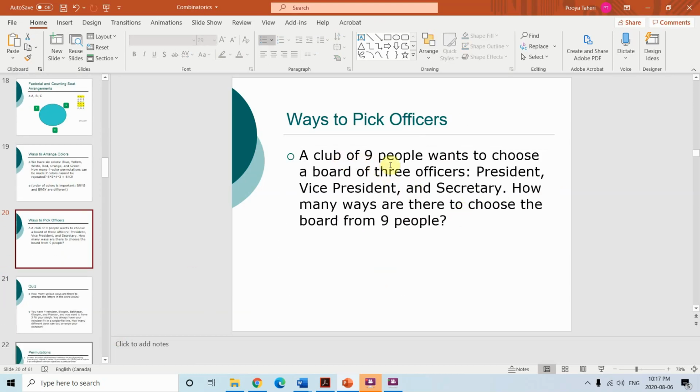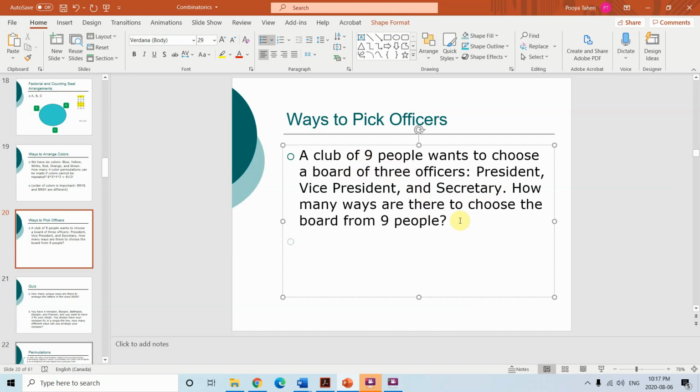Another example, a club of 9 people wants to choose a board of 3 different officers. One is going to be president, 1 vice president, and 1 secretary. How many different ways is this possible, right? How many different ways can we have a committee of 3 out of 9 options that we have?